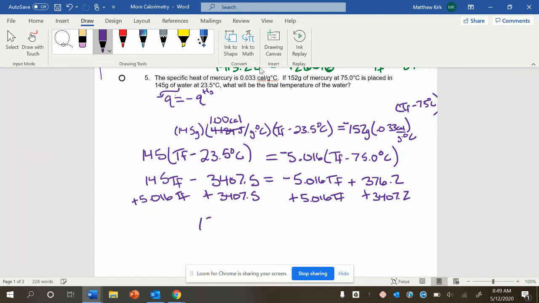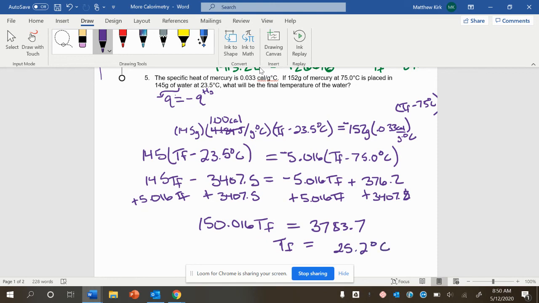Okay, we get on our left side 150.016 times that final temperature is going to equal 3407.5 plus 376.2, we get 3783.7. And then divide both sides by that 150.016. And we get that final temperature, I think 3 sig figs, as 25.2 degrees Celsius.